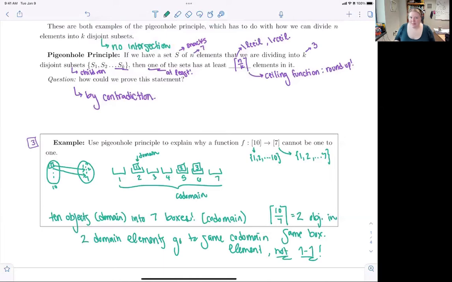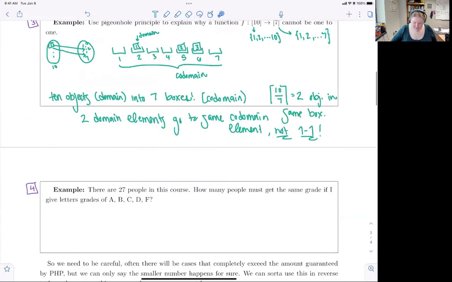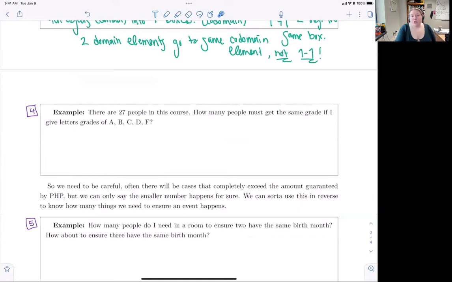So again, Pigeonhole principle. We had to recognize it as a distribution problem, but once we did, Pigeonhole principle gave it to us for free almost. All right, let's try another example. There are 27 people in this course. How many people must get the same grade if I give letter grades of A, B, C through F?